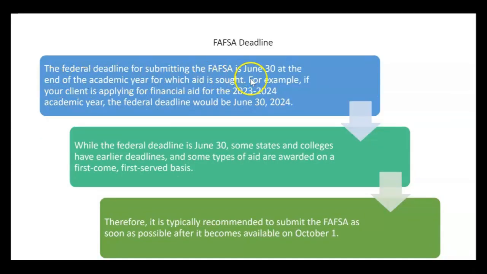Now, the federal deadline of June 30th is at the end of the academic year for which aid is sought. For example, if your client's applying for financial aid for the 2023-2024 academic year, the federal deadline would be June 30th of 2024. But that doesn't mean that your client should wait until June 30th when the second bell rings, the federal deadline, because some states and colleges will have earlier deadlines. And we said some types of aid are awarded on a first-come, first-served basis. Therefore, it's typically recommended to submit the FAFSA as soon as possible after it becomes available on October 1st.